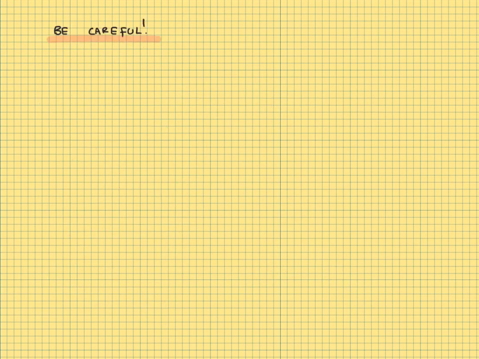Now we're just going to quickly look at two slightly different examples about which we need to be careful, because I've seen people making mistakes on these sorts of questions before. So, my first example is this: 2x to the power of 3, all raised to the power of 3.